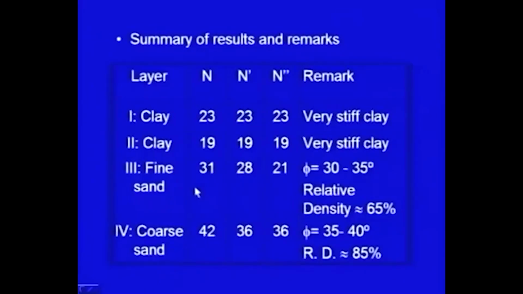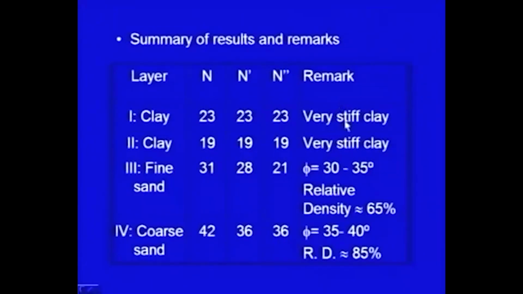So finally, these are the results for the different layers: first layer, second layer, third layer, fourth layer. These were the observed N values: 23, 19, 31, 42. The values corrected for overburden: 23, 19, 28, 36. These are the finally corrected values. This remains 23, this remains 19, it becomes 21 and this becomes 36.